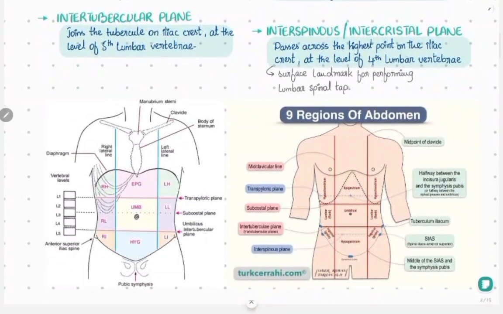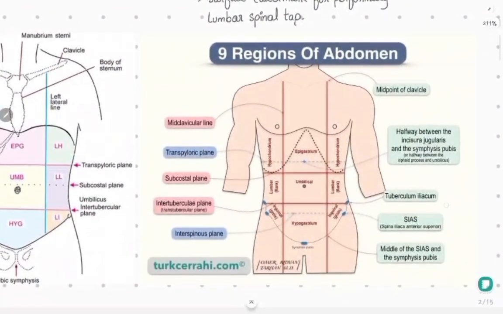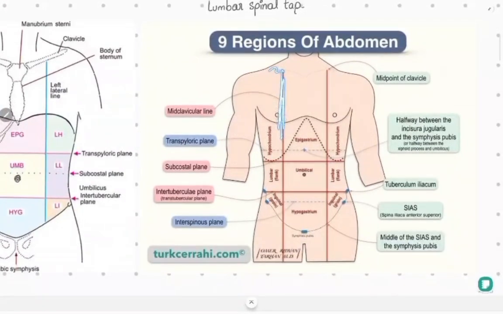As you can see here in this image, the midclavicular line, the transpyloric plane, the intertubercular plane, the subcostal plane passing above the umbilicus at the level of L3, the intertubercular plane at the level of L5, the midclavicular line passing from the midpoint of the clavicle up to the midpoint between the anterior superior iliac spine and pubic symphysis. As you can see here in this image too, the midclavicular line extends from the midpoint of the clavicle up to the midpoint between anterior superior iliac spine and pubic symphysis.